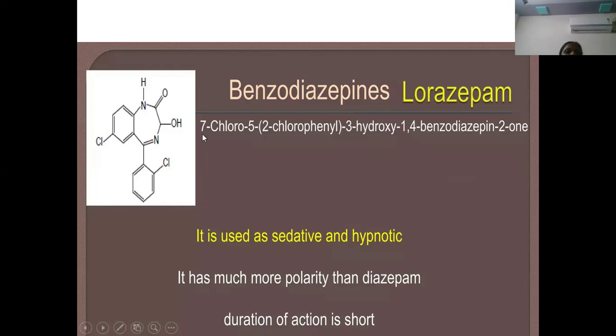So what is the IUPAC name for this? 7-chloro-5-(2-chlorophenyl). 2-chlorophenyl means this is the structure of chlorophenyl. 3-hydroxy: at third position, a hydroxy group is present. 1,4 benzodiazepine 2-one. 2-one means due to the presence of the C double bond group in that structure. Next, coming to the uses. It is used as a sedative and hypnotic. It has much more polarity than diazepam. Duration of action is short.